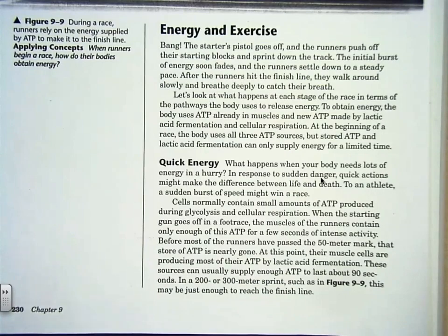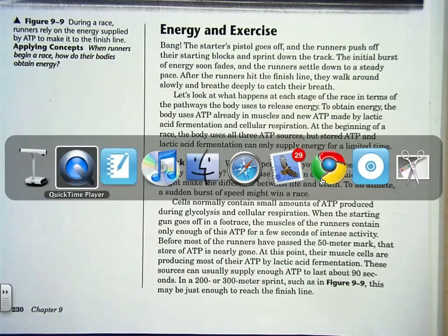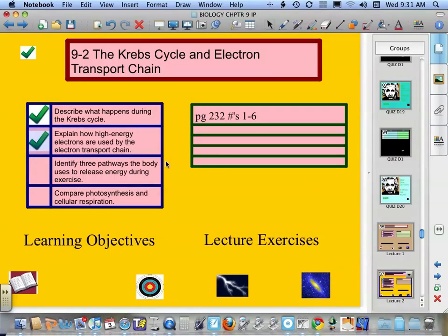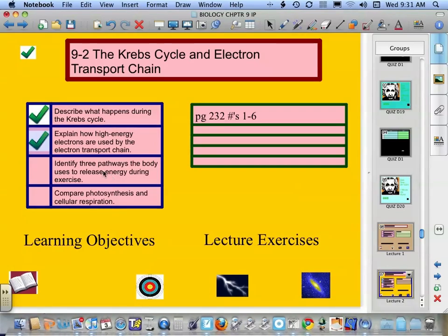Alright, welcome to video 4 of section 9-2. Let's go back and look at our objectives. Identify 3 pathways the body uses to release energy during exercise. Okay, we'll talk about that in just a minute. Explain how high energy electrons are used by the electron transport chain. I want you to know the ATP totals.